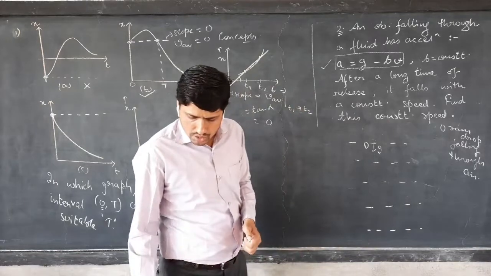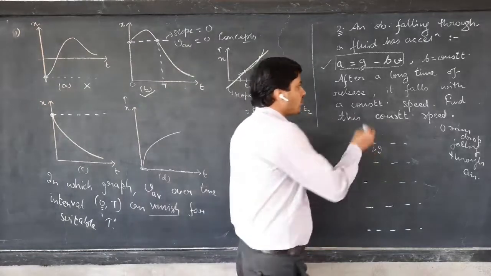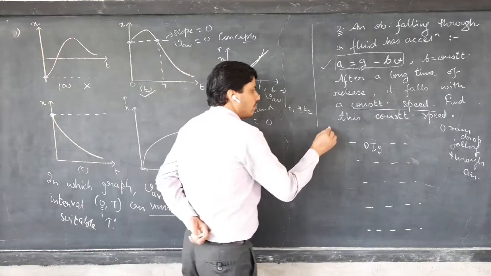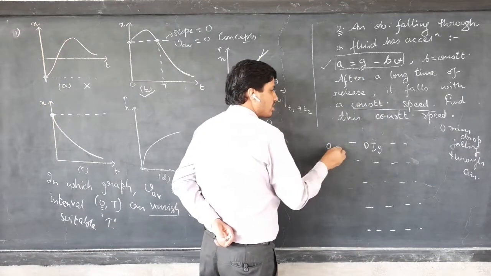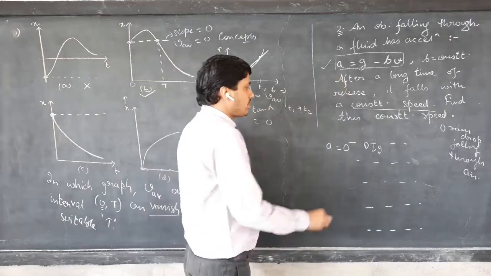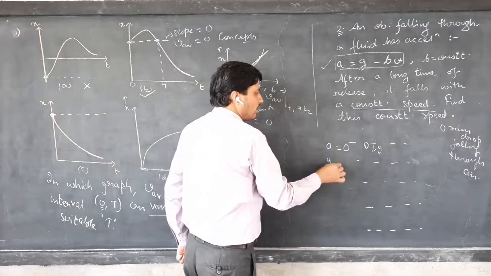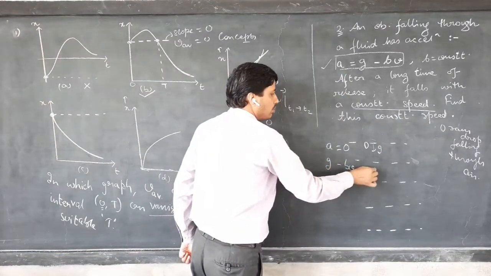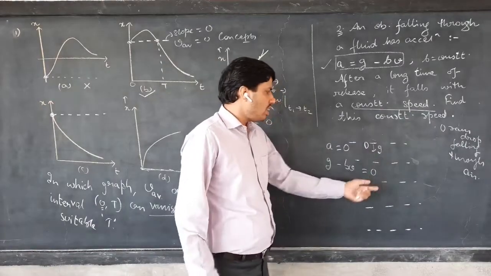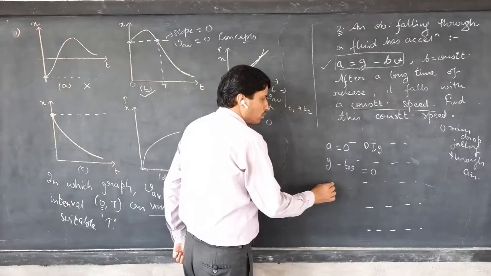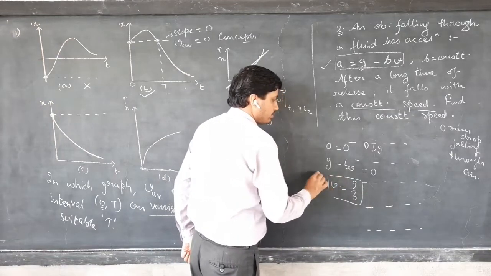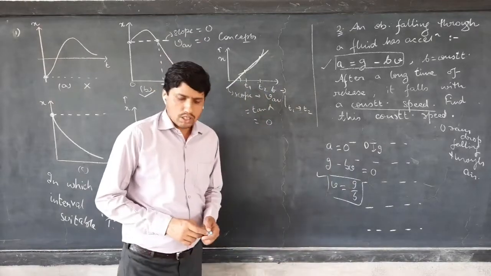It's a very simple question, students. Because it is given it moves with constant speed, it means after that instant, its acceleration should be taken as zero. Now, if acceleration is zero, I can put in this expression, g minus bv will become equal to zero. And in the question they have asked to find this constant speed. It's very simple. So g becomes equal to v into b. v will become g by b. This is the answer to this particular question.